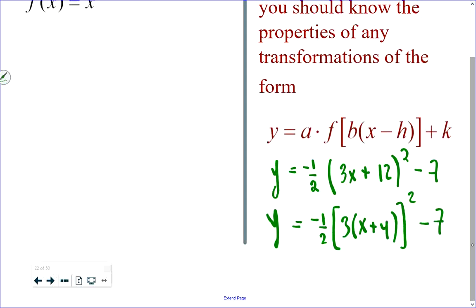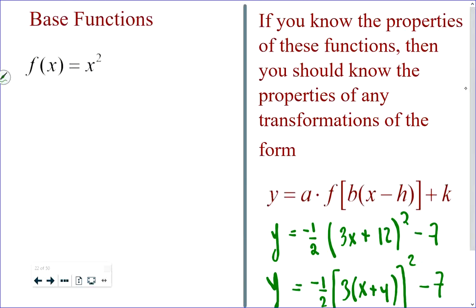So after the reflection and stretch and stretch and shifting 4 to the left, it shifted 7 down. You can tell me about the properties of that graph because you know the properties of the starting function.